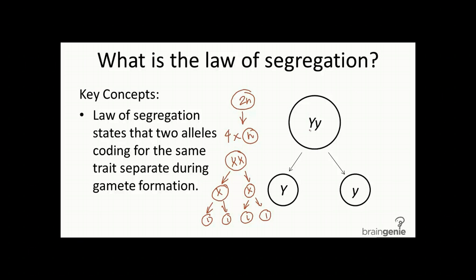So for example, if you were talking about pea color, you have a yellow allele and a green allele. The yellow allele would be found on one homologous chromosome, and the green allele will be found on the other. And so when these homologous chromosomes separate into their separate gametes, one gamete will end up with the yellow allele, and the other one will end up with the green allele. So this is what the law of segregation states. Two alleles coding for the same trait will separate during gamete formation.